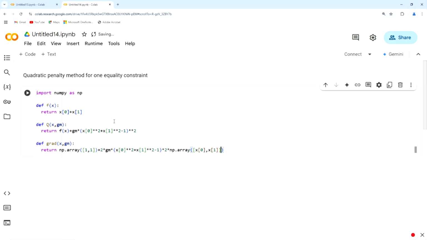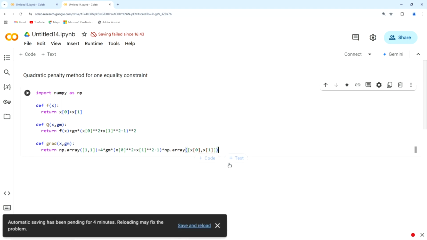So, by differentiating f I got 1 comma 1. By differentiating this penalty term I am getting 4 gamma into x of 0 squared plus x of 1 squared minus 1, into x of 0 comma x of 1. Now we will write down the Hessian. For f the Hessian is 0, but for the penalty term it will be a little more complicated.